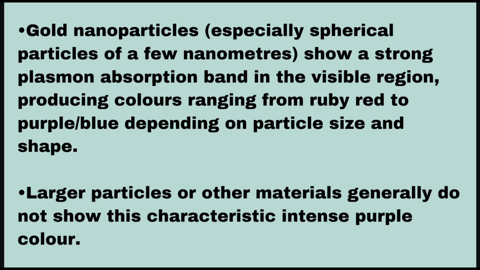So, gold nanoparticles, especially spherical particles of a few nanometers, show a strong plasmon absorption band in the visible region, producing colors ranging from ruby red to purple or blue depending on particle size and shape. Larger particles or other materials generally do not show this characteristic intense purple color.